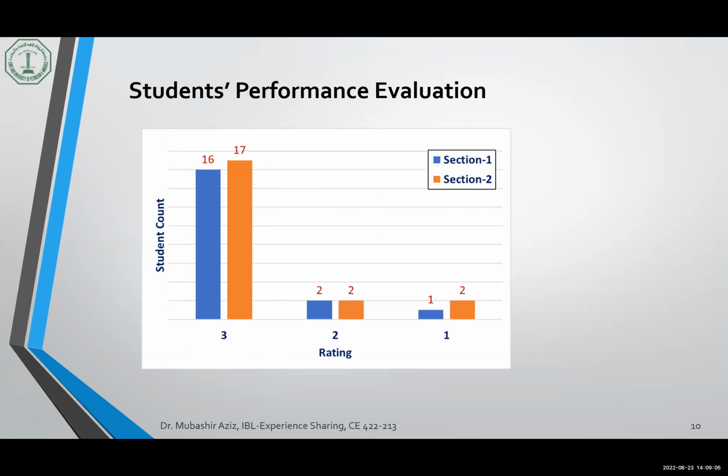So this is the result. Again, very astonishing and appealing for me as well as for the students. You can see the number of students performing at a high rate was very high. I was happy to see that.